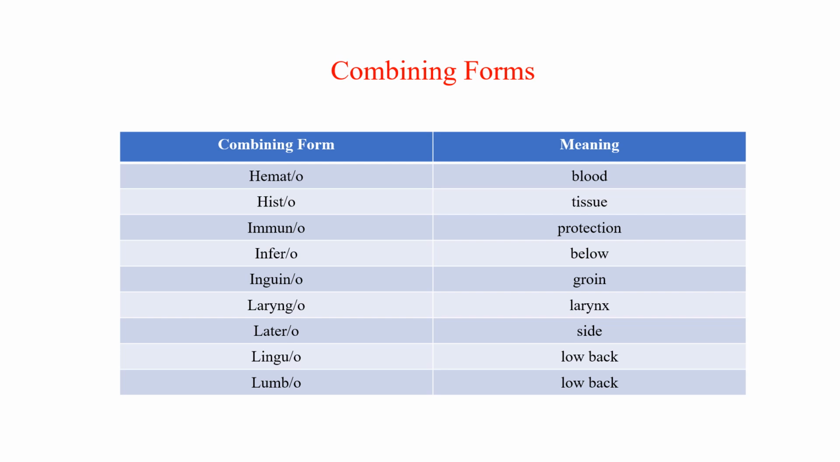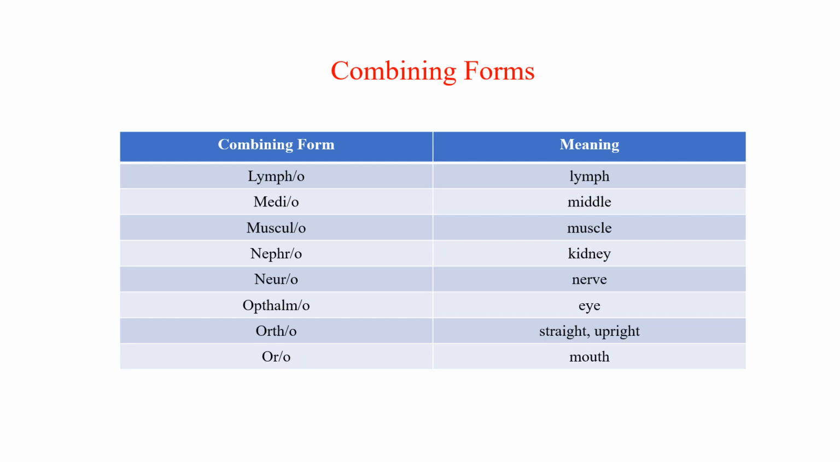Histo, tissue, immuno, protection, infero means below, inguino, groin, laryngo means larynx, latero, side, lingo and lumbo both refer to low back. Lympho means lymph, medio means middle, musculo, muscle, nephro meaning kidney. Nephromegaly is a medical term which uses the combining form nephro. This term means enlarged kidney.